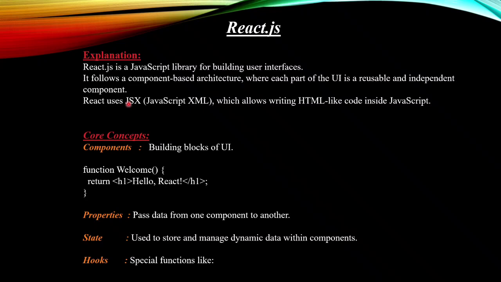React.js uses JSX, that is JavaScript XML, which allows writing HTML-like code inside JavaScript. Core concepts. Components of React.js are the building blocks of a UI, where we will write all our code. Function Welcome, return h1. This is the simple syntax of React.js. Props, which we pass from one component to another component. State, used to store and manage dynamic data within components. Hooks, special functions.